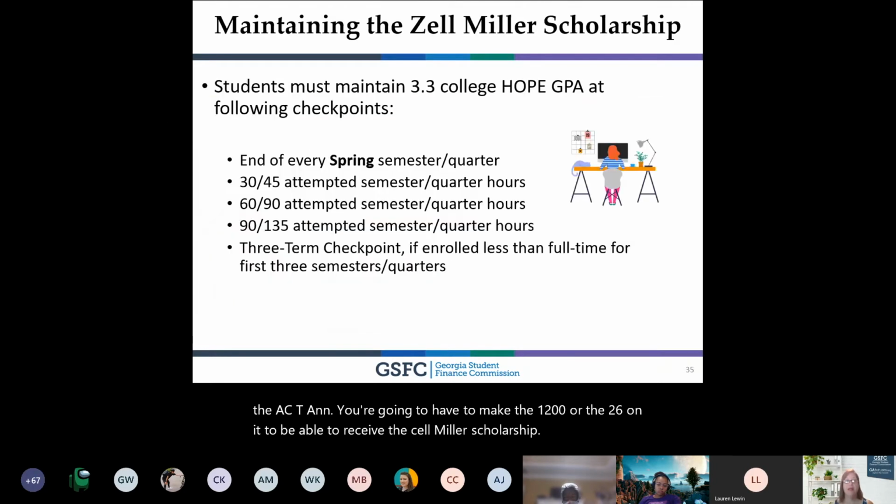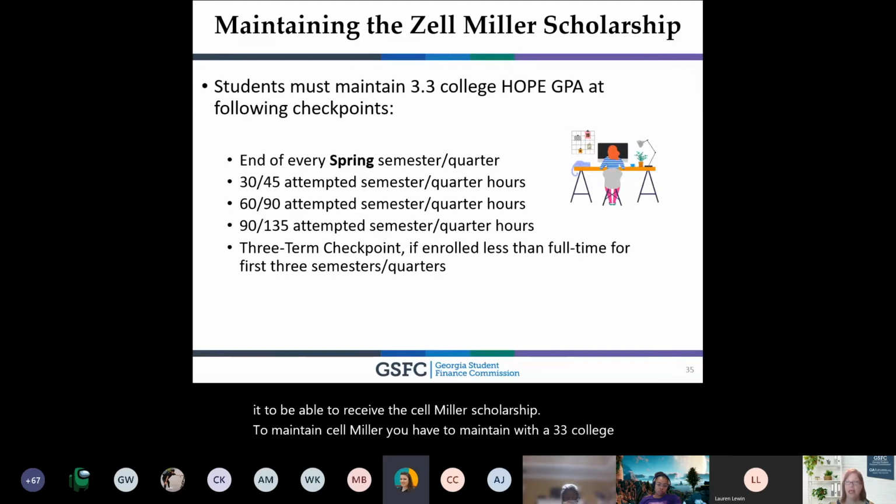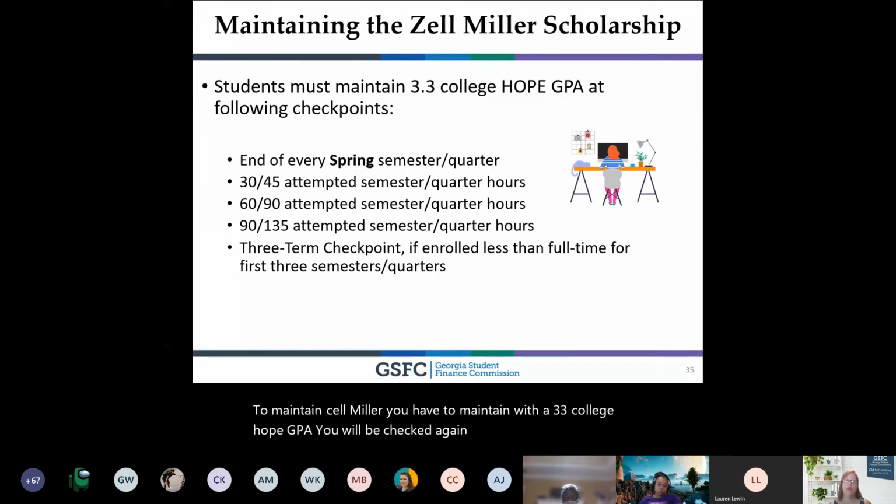To maintain Zell Miller, you have to maintain a 3.3 college HOPE GPA. You will be checked again every spring semester when you attempt 30, 60, 90 hours. We'll check then to make sure you have your 3.3 HOPE GPA. If you go down to a 3.2 or anything up to a 3.3, you could get the HOPE scholarship. And then when you're checked again at your 60 or 90, if you're back to the 3.3, we can then put you back to the Zell Miller Scholarship.